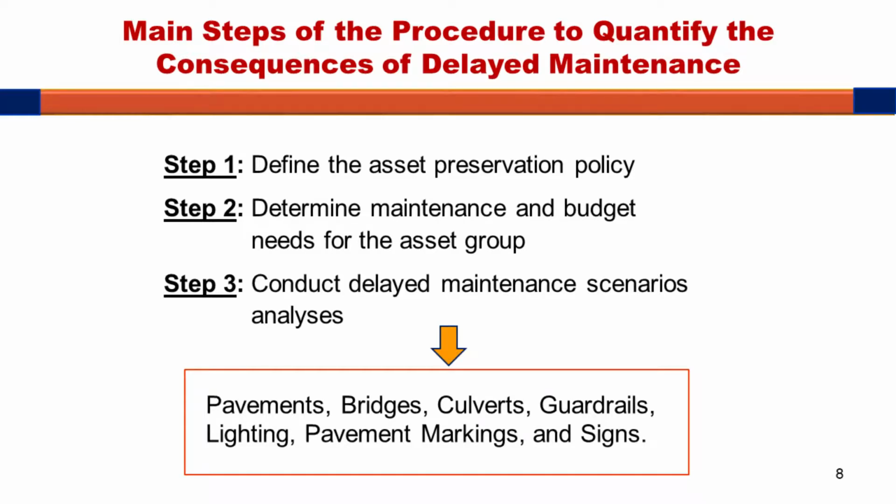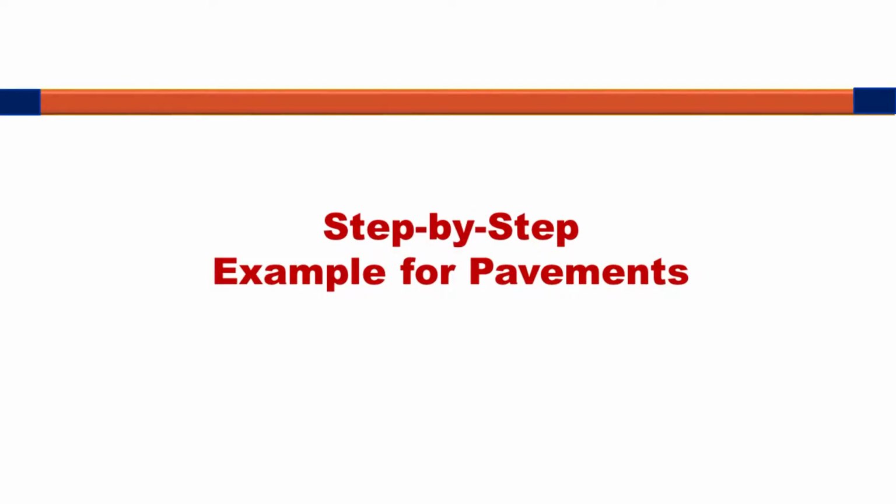And we apply this methodology to the assets below, like pavements, bridges, culverts, guardrails, lighting, pavement markings, and signs. Now, do you agree with me that they are different kinds of assets? Yes, right? They are different kinds. They have different life cycle costs, different maintenance policies, different deterioration models. So again, what we did was create a framework, and we expanded these 3 steps, and I'm going to show you through examples how we did it. So let me show you first the pavement example, because that's kind of the most common one.